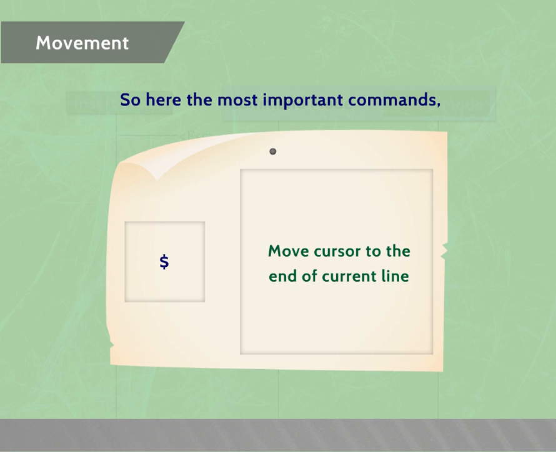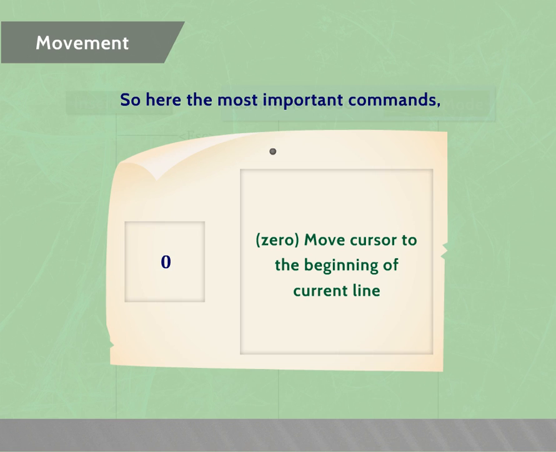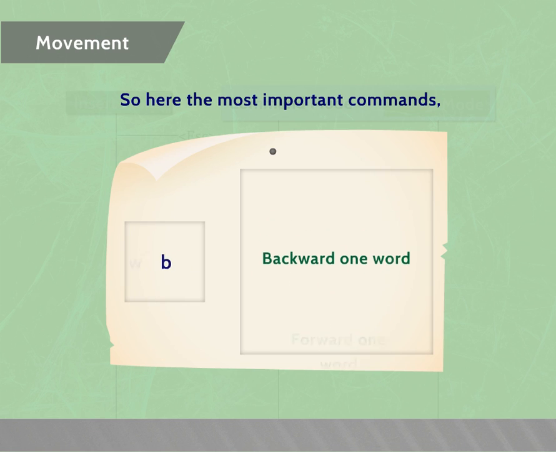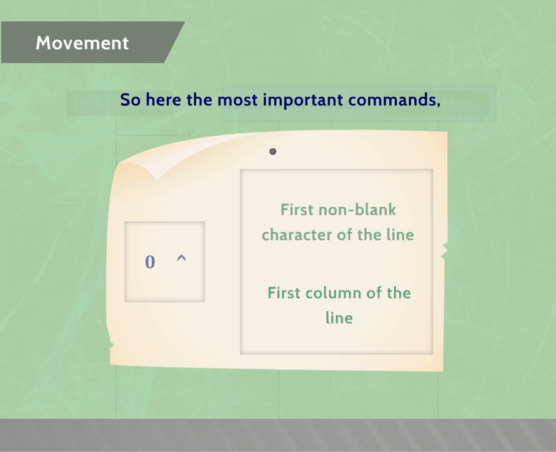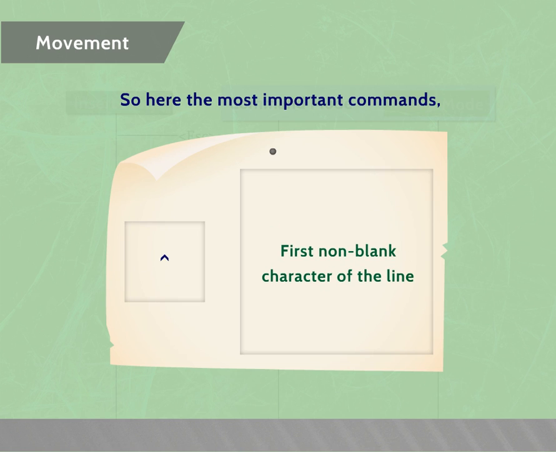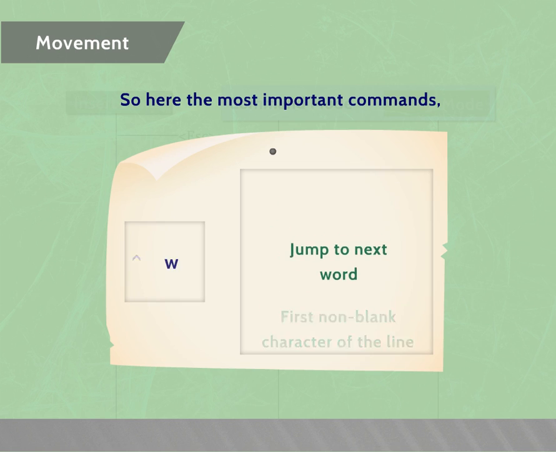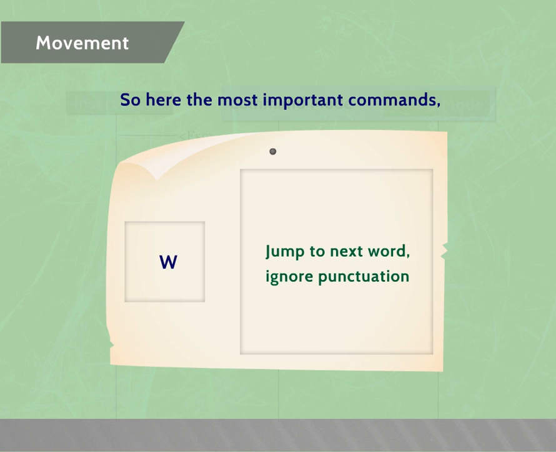Dollar symbol: move cursor to the end of the current line. 0: move cursor to the beginning of the current line. w: forward one word. Small b: backward one word. 0: first column of the line. Caret: first non-blank character of the line. Small w: jump to next word. Capital W: jump to next word, ignore punctuation.